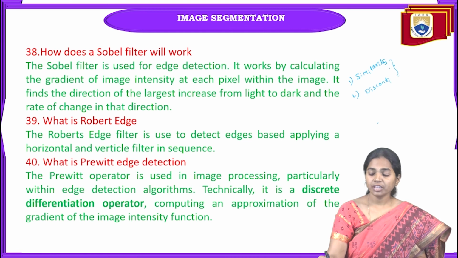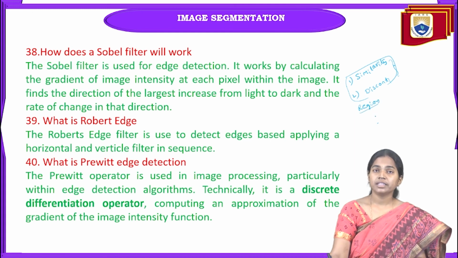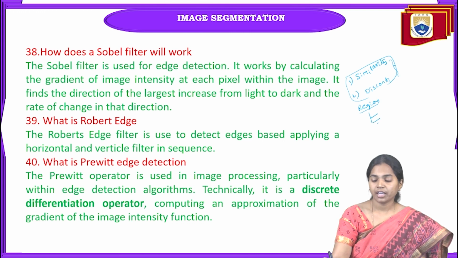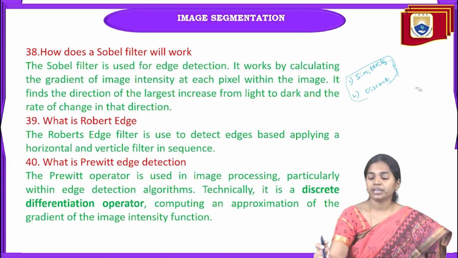And another one is region oriented segmentation. So what is meant by region oriented segmentation? In region oriented segmentation we have region splitting, region merging and region growing. With the use of these three techniques we can segment. How to do the splitting? Depending on gray level values.